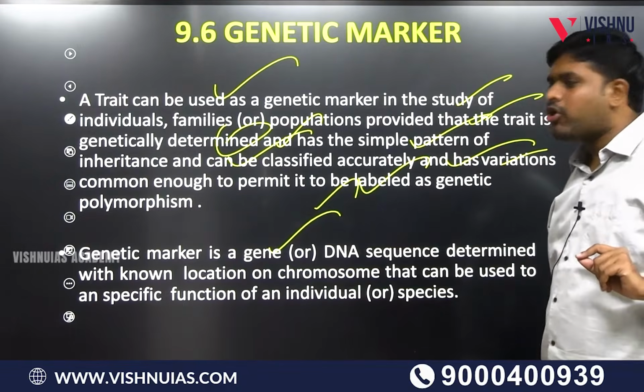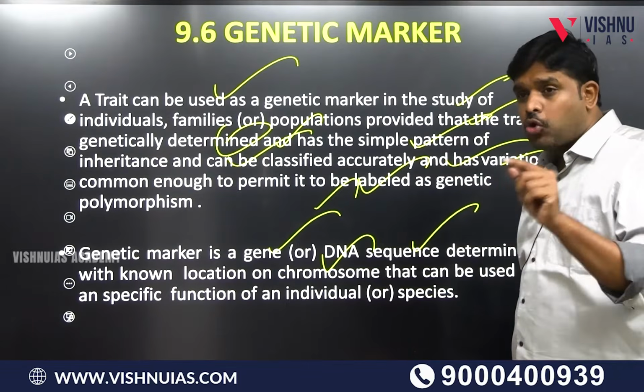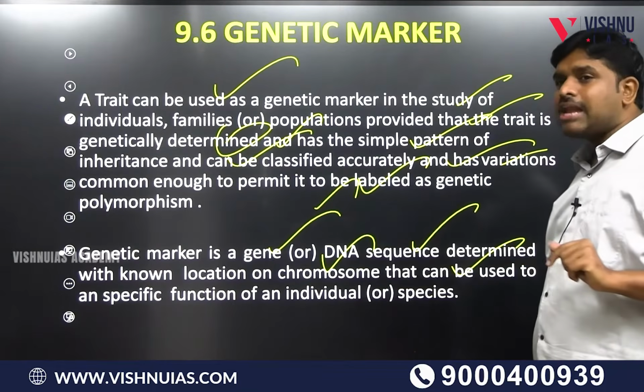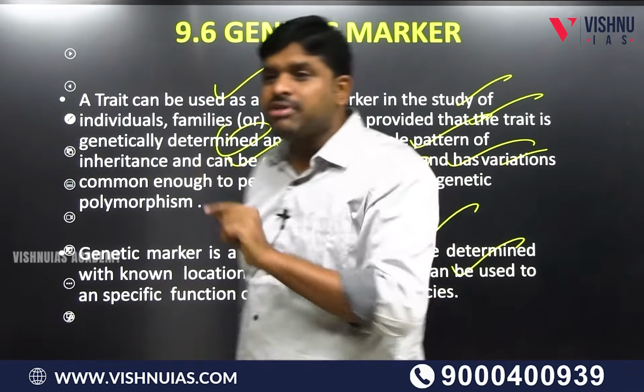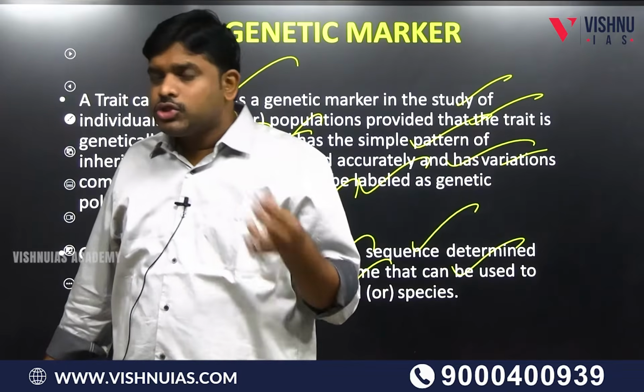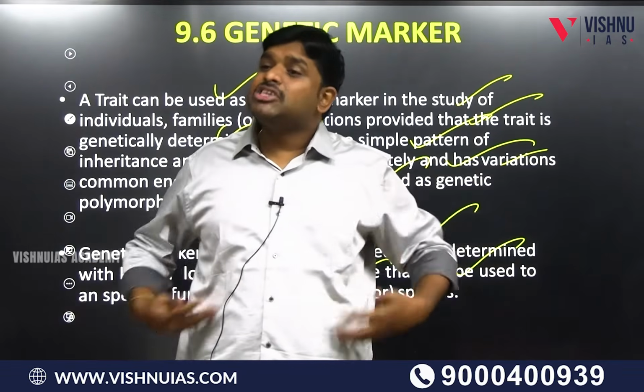A genetic marker is a gene or DNA sequence with a known location on a chromosome that can be used for a specific function of an individual. So it is the gene which is responsible for a specific function. Likewise, so many are there.